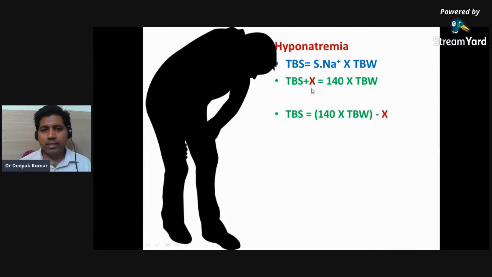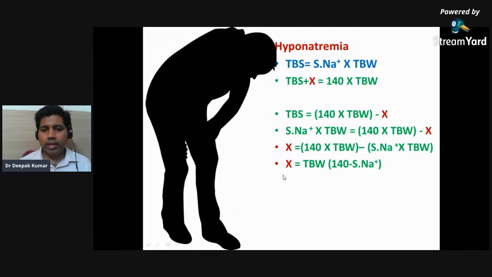What would have been the total body sodium in this equation when he was normal? You will see here X is taken to the right hand side, that becomes a negative sign. Again, a few more mathematical steps will follow. Here you are going to identify serum sodium into total body water is equal to 140 into total body water minus X. So the X would be total body water into 140 minus serum sodium. Again, you will see that serum sodium is in the hyponatremic range, so you'll get a positive number here.